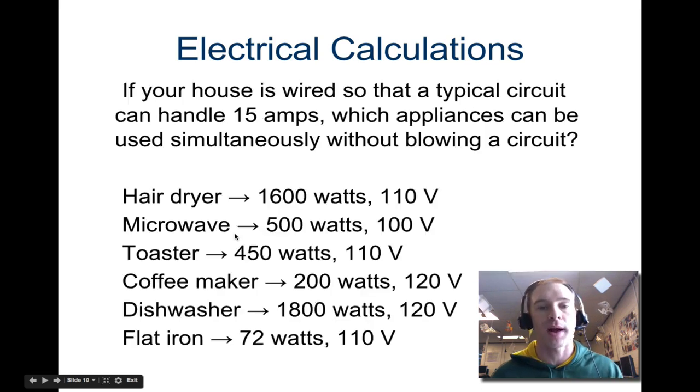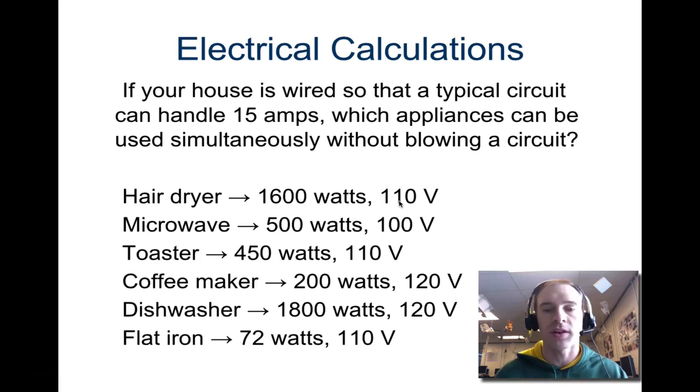So let's get to a practice problem. If your house is wired so a typical circuit can handle 15 amps, which appliances can be used simultaneously without blowing a circuit? Really, it'd be more like tripping the breaker. Let's take a look at what we have here. We've got a hairdryer, microwave, toaster, coffee maker, dishwasher, and flat iron. This is how much power they're using and how much voltage they're using. So you actually have to solve for current.